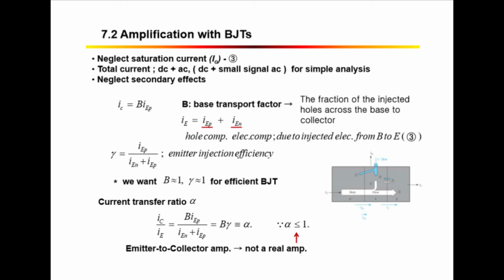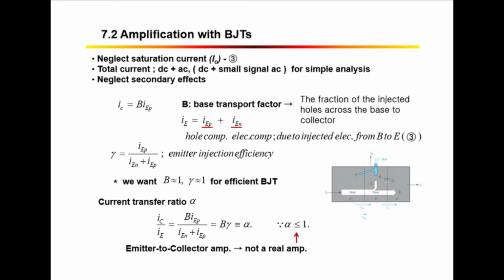That is, the emitter current should be mostly due to holes, and most of the injected holes should eventually participate in the collector current. That is, for an efficient BJT, B should be equal to 1, and the emitter injection efficiency should also be equal to 1. Thus, the relation between the collector current and emitter current is given by the collector current divided by the total emitter current.